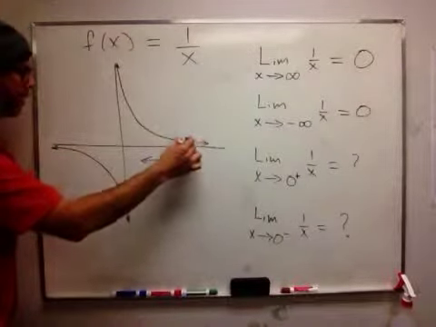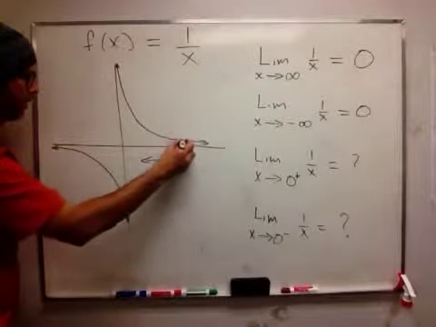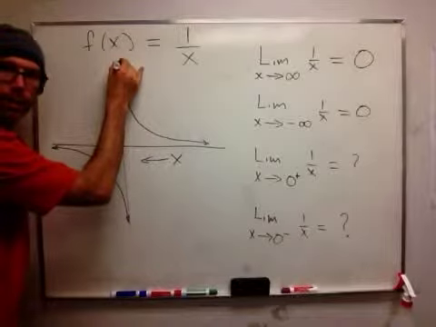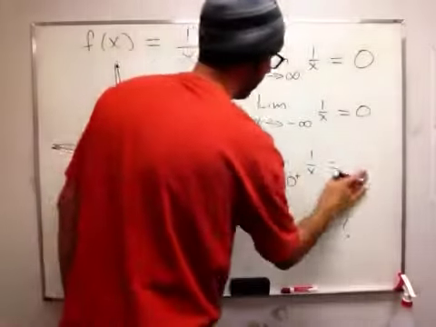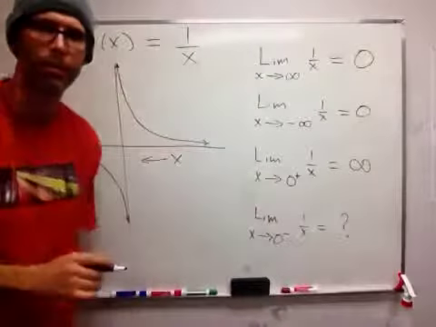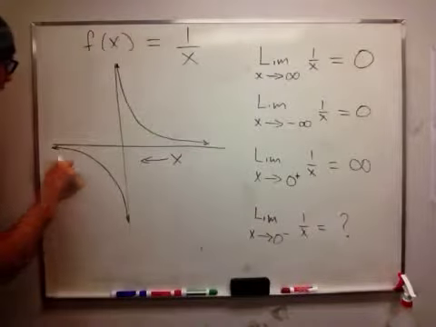F of x, you can see, goes, let's just follow f of x. Oh my gosh, it gets huge. It gets huge. Mathematical equivalent of huge, positive infinity. Okay.